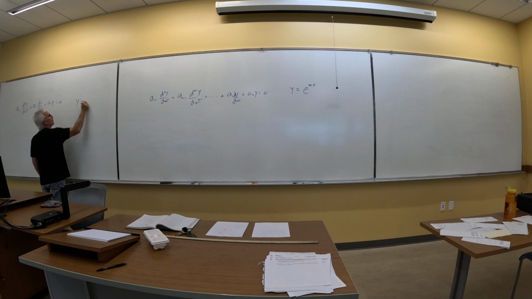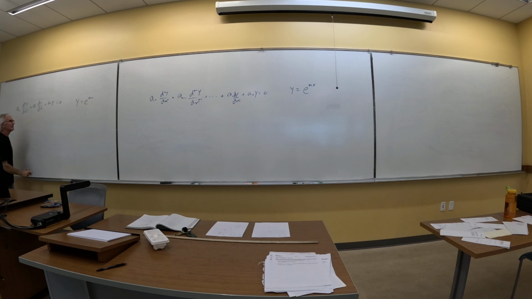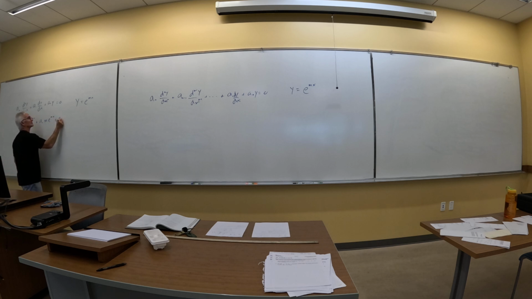So if we start by letting y be this, then what's the second derivative? Wouldn't that be m squared e to the mx? And then what would the first derivative be? Just m e to the mx, and then the function itself, a0 e to the mx. Now if I factor out the e to the mx, I get (a2 m squared plus a1 m plus a0) times e to the mx equals 0.